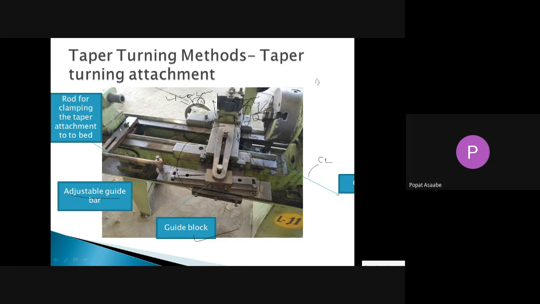Okay, when we rotate this handle of your carriage in the clockwise direction, your cross slide will gradually move in the backward direction. It will produce the taper like this. And when we rotate this handwheel in the anti-clockwise direction, it will produce the taper like this. In this manner we can produce the taper using the taper turning attachment.